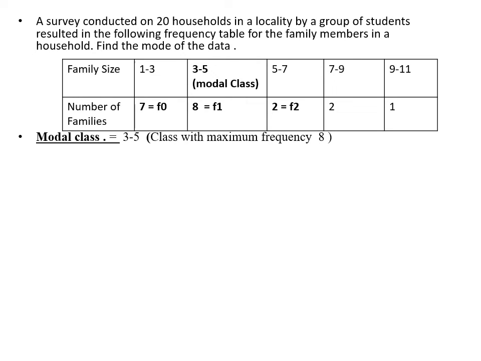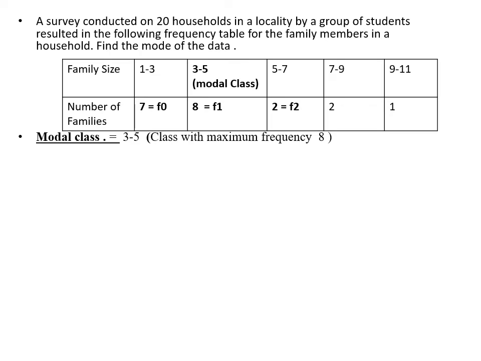In the example, a survey conducted on 20 households in a locality by a group of students resulted in the following frequency table for the family members in the household. We have to find the mode of the data. The family sizes are 1 to 3, 3 to 5, 5 to 7, 7 to 9 and 9 to 11, and the number of families, that is frequencies, are 7, 8, 2, 2 and 1.